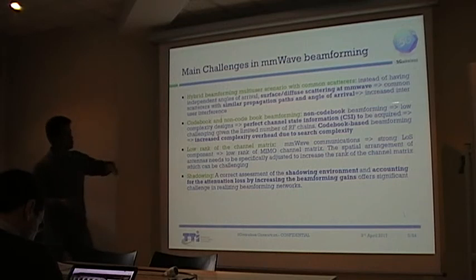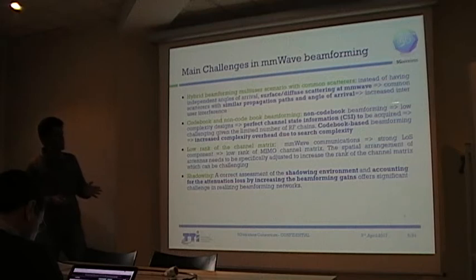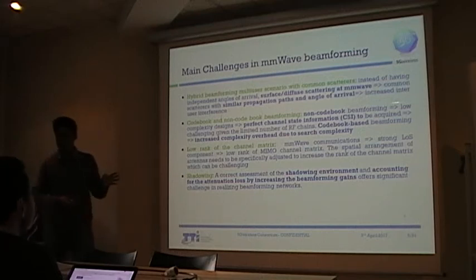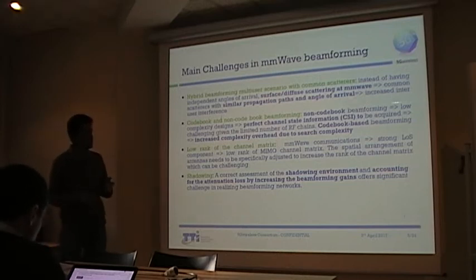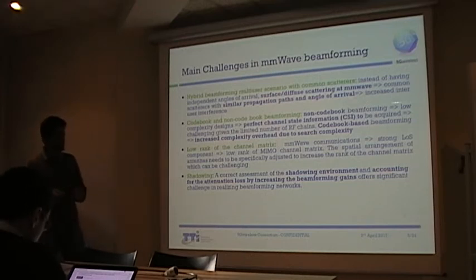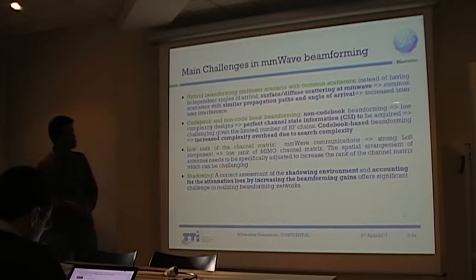And then we have the codebook and the non-codebook beamforming. In the non-codebook beamforming, you have low complexity designs, but perfect channel state information has to be acquired. This can be challenging because there is a limited number of RF chains. The codebook based beamforming has increased overhead, and it has a complexity related to the searching complexity that is offered here. So there are two challenges.